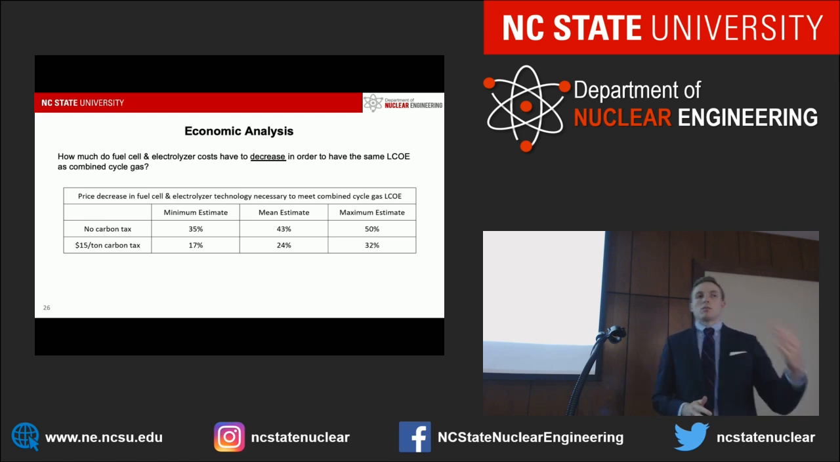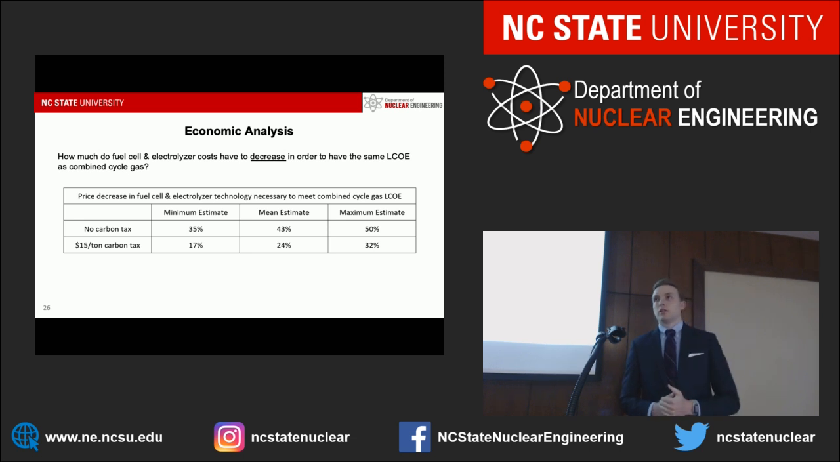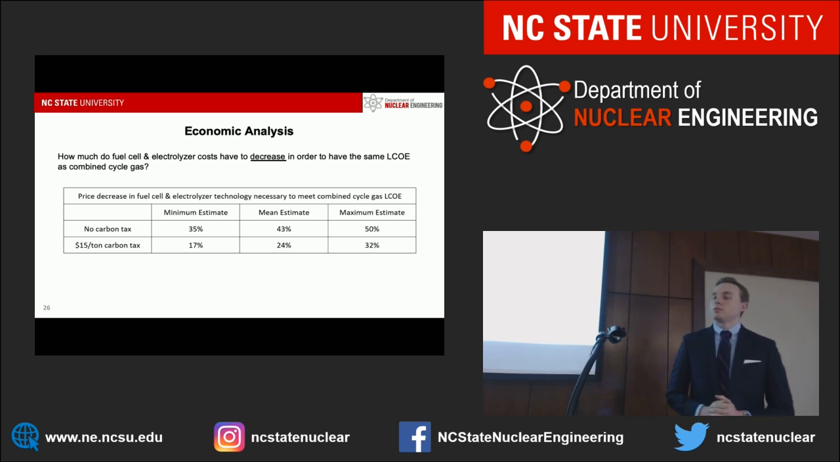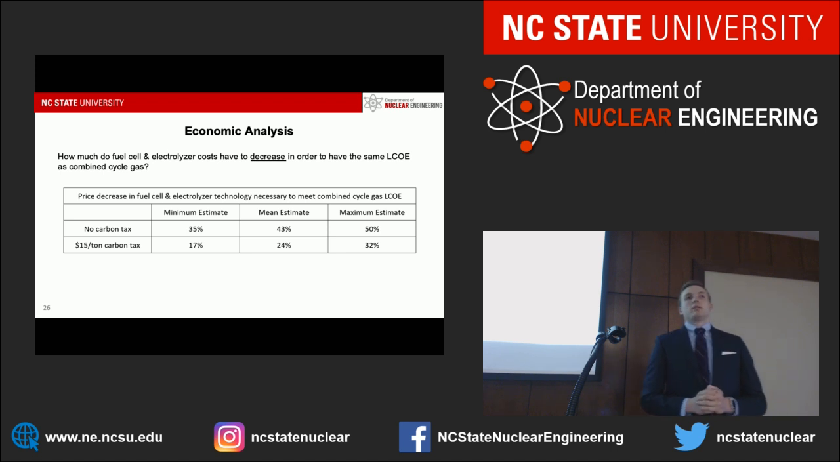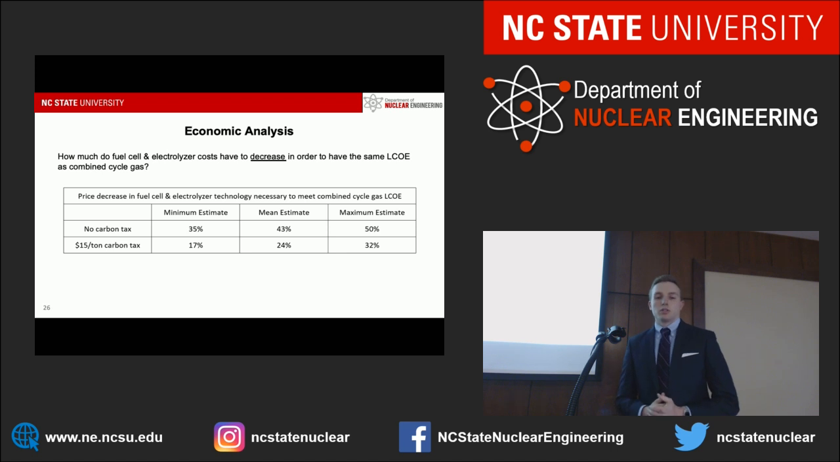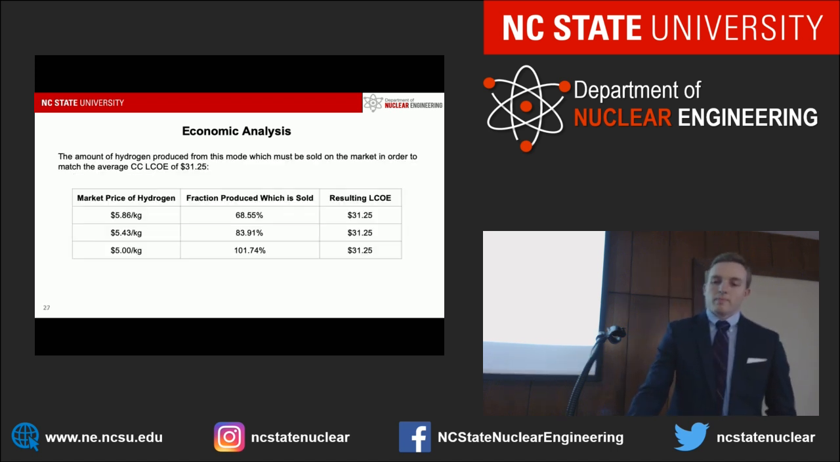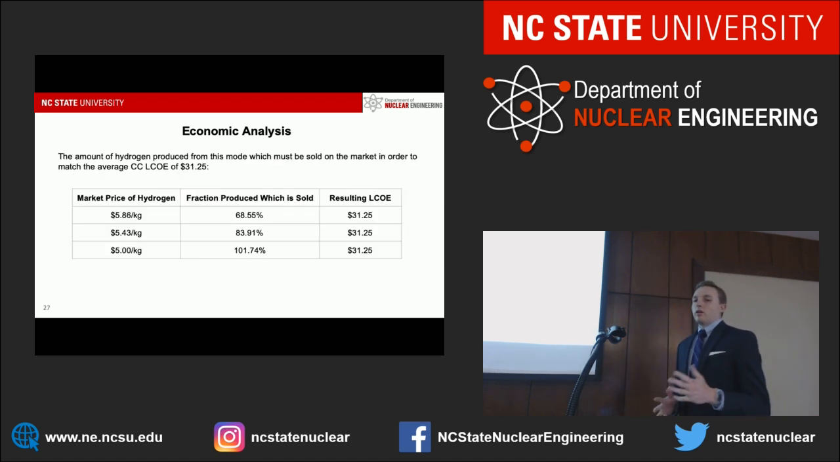Obviously, if there's a carbon tax implemented, it becomes much easier to be economically competitive with that option. But even without, you're talking about a 40 to 50% decrease in price. In the long term, it's very feasible as this technology continues to be more widely produced and implemented, production costs will go down. Now, another option we've talked about is coupling nuclear power with hydrogen production.